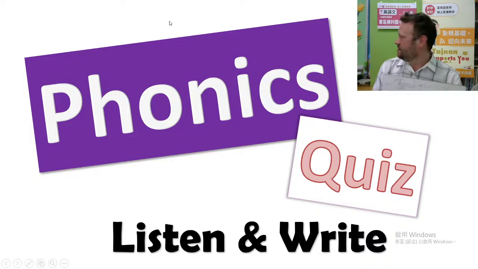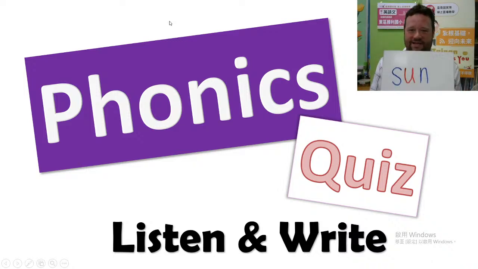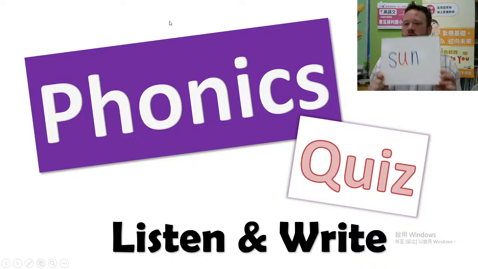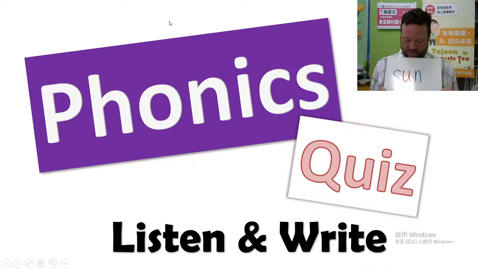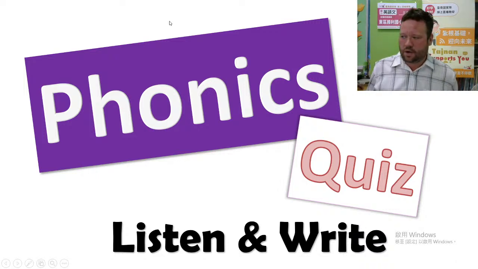Okay, so 5, 4, 3, 2, 1. Okay, what is your answer? The answer I have is sun, S-U-N. Yeah, just on the chest. Sun. Okay? Yes. S-U-N. Sun. Very good. So let's try number two, the second one.